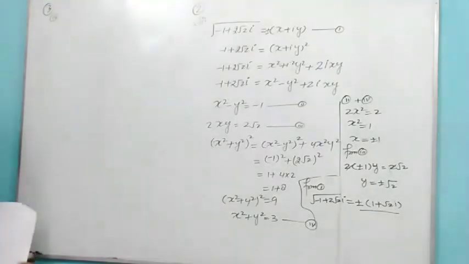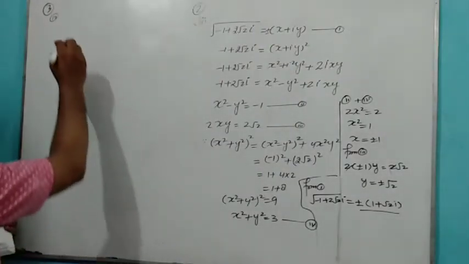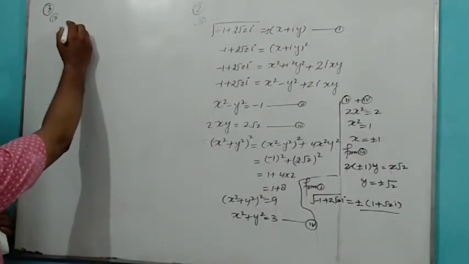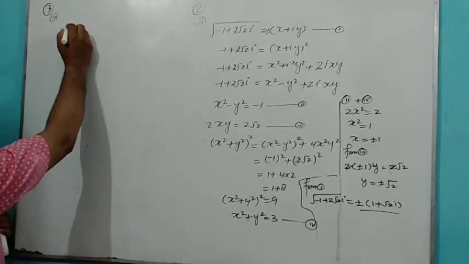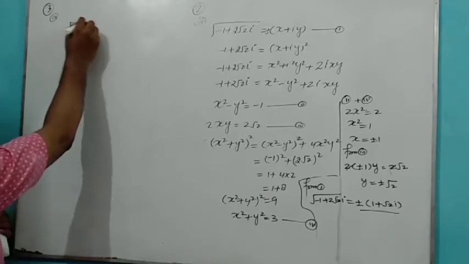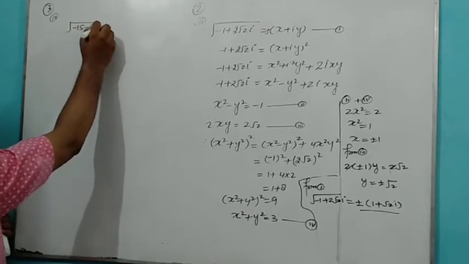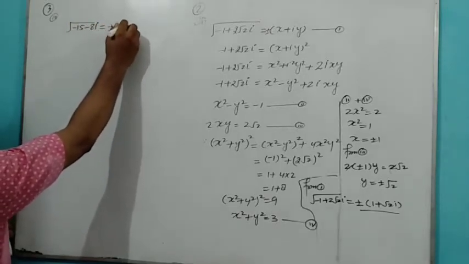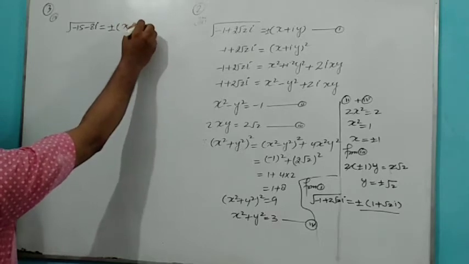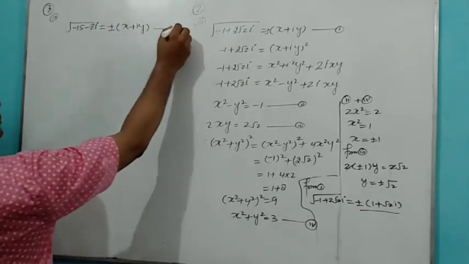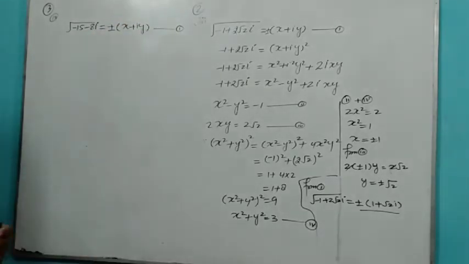Okay, now it's written we have to find the square root of minus 15 minus 8i. This is minus 15 minus 8i is equal to, I can write, plus minus x plus iy. This is equation number 1 where I have to substitute the value of x and the value of y.